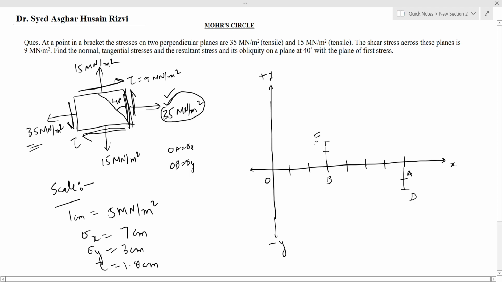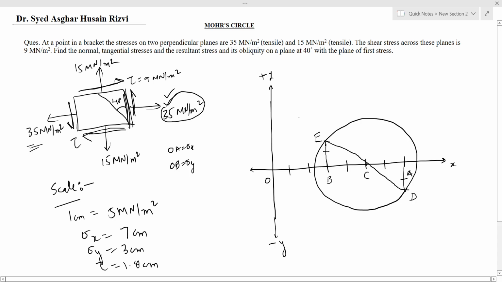After drawing the shear stresses along point A and B, we will now join point E and D with the help of a scale. The point at which this line ED cuts the x-axis, mark that point as C, and this will be the center of the Mohr circle. With CD or CE as radius, draw a circle. This will be the Mohr circle for the given question.